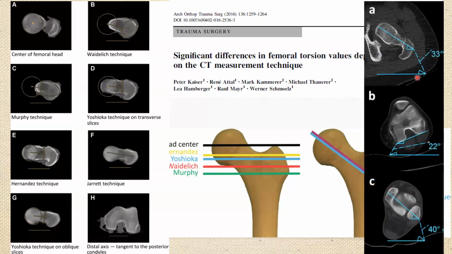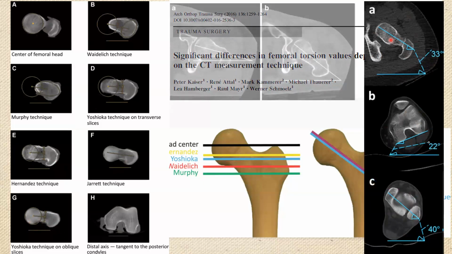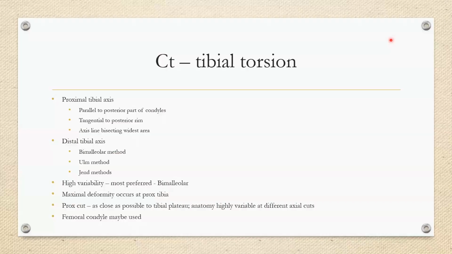So this is our CT. The anteversion is measured with respect to the CT. The angle of the femoral condyles with respect to the horizontal is made, and the angle between these two lines, between the femoral condyle and the femoral neck, is measured. Similarly, tibial torsion is measured using these parameters.